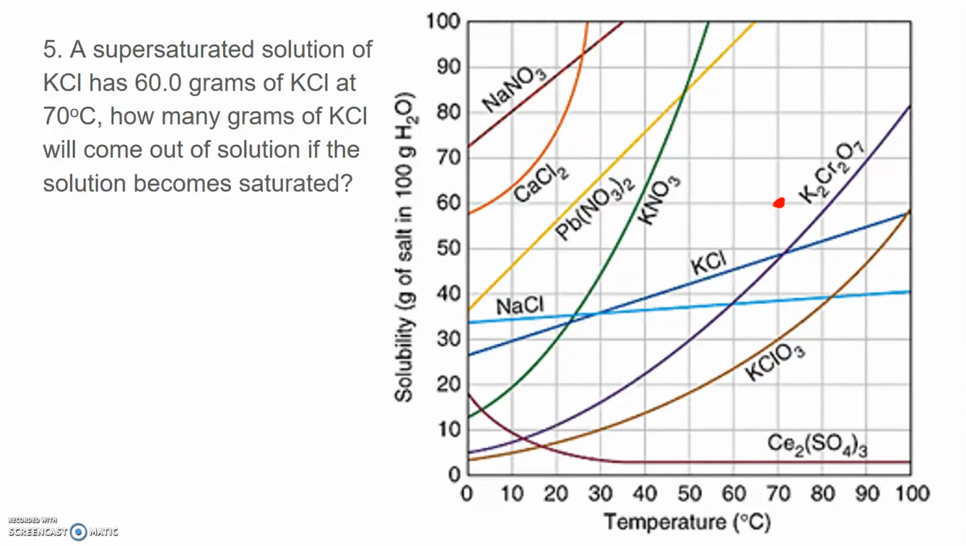Okay? So this question is finding if our solution becomes saturated, so some of our KCl comes out of solution, how many grams of KCl will come out of solution in order to become saturated? So right now, we're sitting at 60 grams. And if we look at our line, KCl can dissolve about, let's say that's 49 grams of KCl per 100 grams of water for a saturated solution.